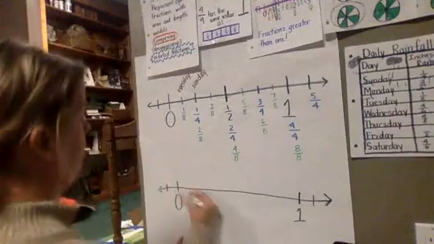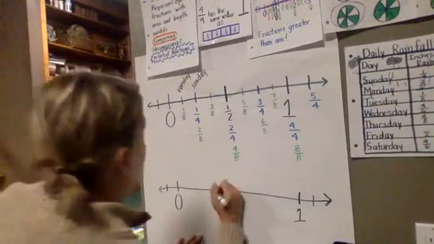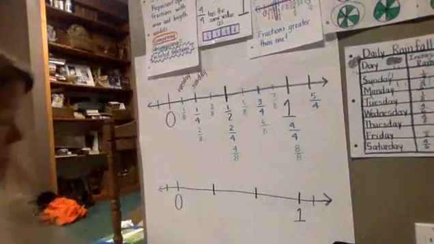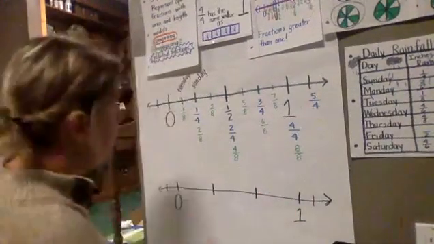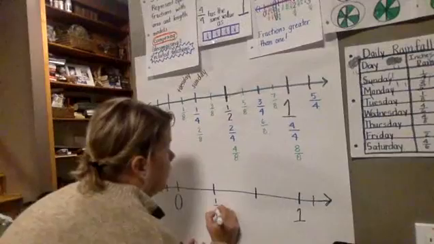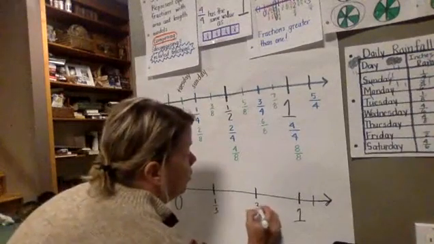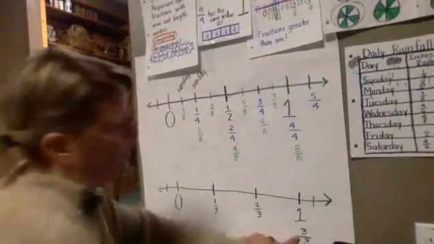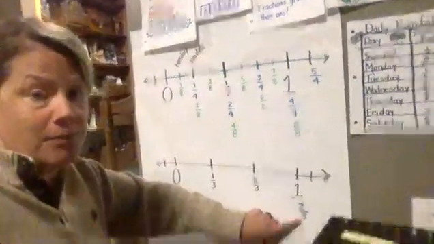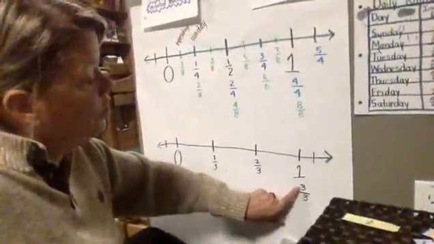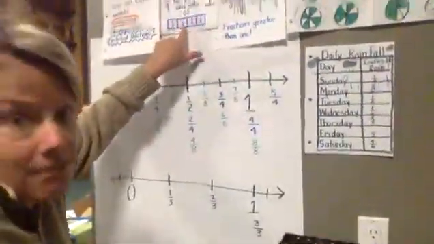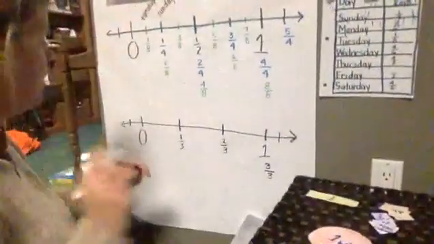So I'm going to use my eagle eye. Here we go. Okay, so I'm going to label this as 1/3. And this is 2/3. And this is 3/3. Because 3rd graders have to know that if the numerator and denominator are the same, it's the same value as one whole.